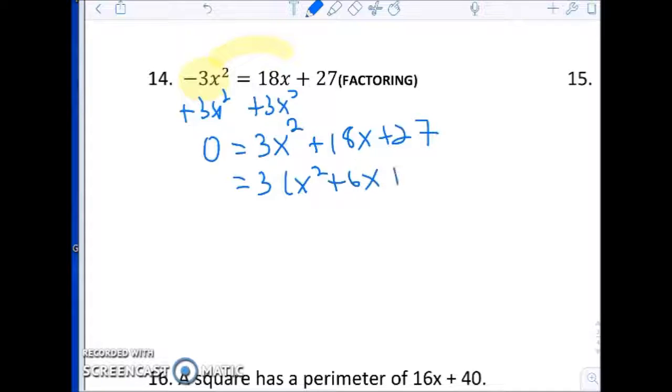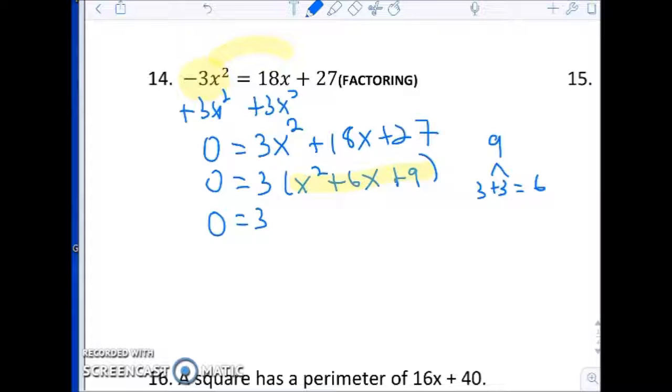So I'm going to factor out a 3, that's dividing everything by 3. So once we've factored out a 3, the next thing to do is to factor this inside. So we're going to say what two numbers multiply to be 9 but add to be 6. And since they're the same, we wonder if it is a perfect square trinomial, and it is.